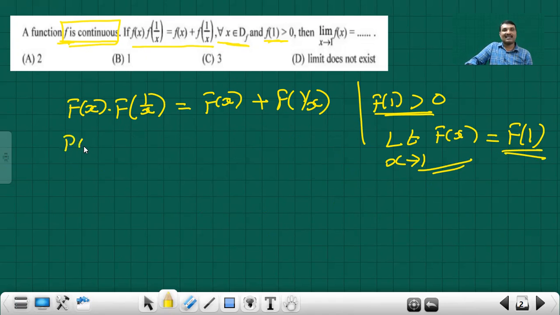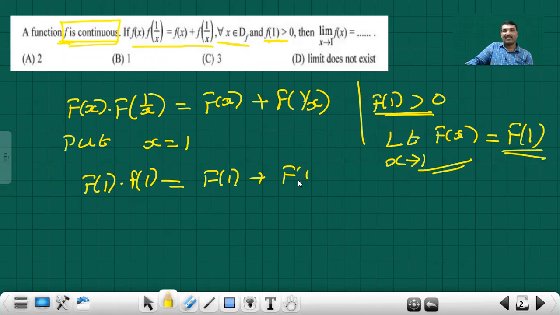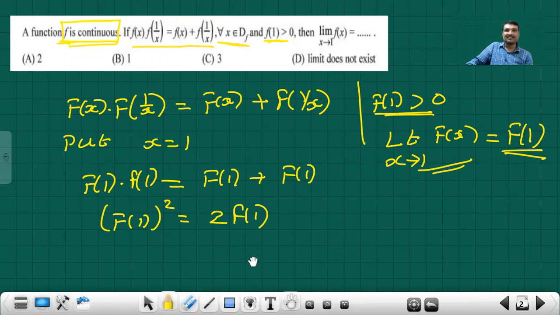Now put x equal to 1. We can write the LHS as f of 1 multiplied by f of 1. So this becomes f of 1 into f of 1, that is equal to f of 1 plus f of 1. Or we can write f of 1 the whole square equal to 2 times f of 1.